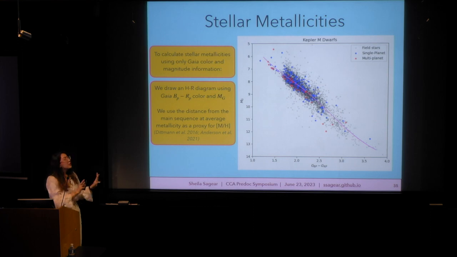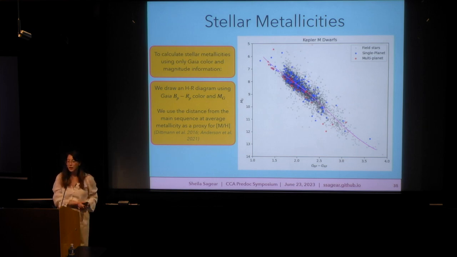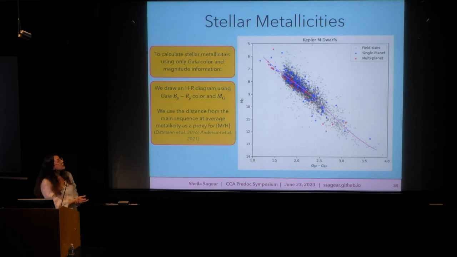So I'm going to talk very briefly about this last part of my project. It was not nearly as analytically taxing as what I just talked about, so I just have one slide on it. But I want to emphasize that though I'm talking about it for a shorter time, it has equal weight as the ages when it comes to interpreting these results, like I talked about in the beginning. So we also calculated stellar metallicities, and we did this in a way that only requires us to use Gaia color and magnitude information, which is really great. We don't need spectra of every single M dwarf.